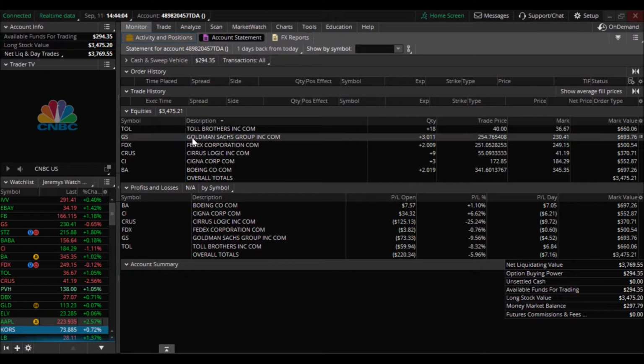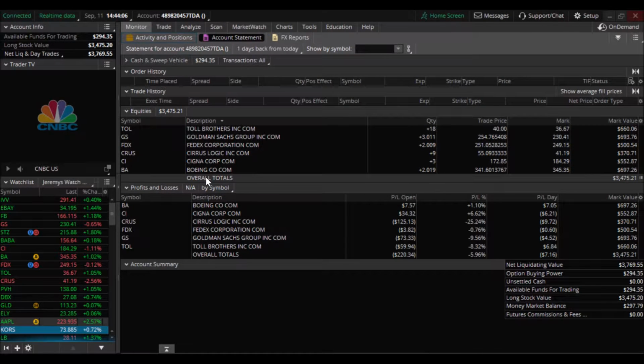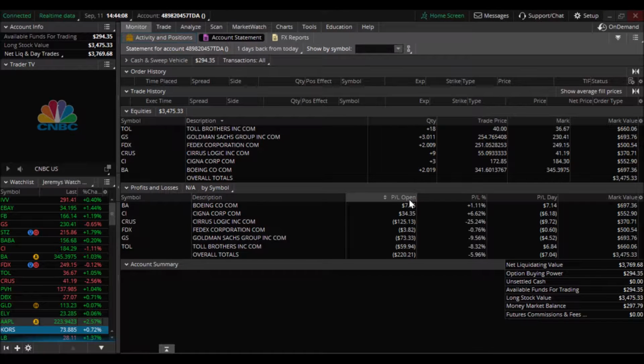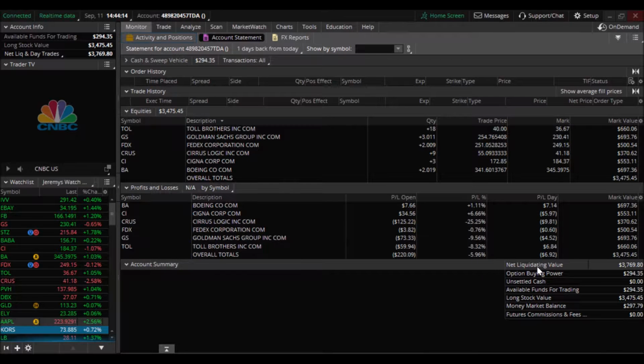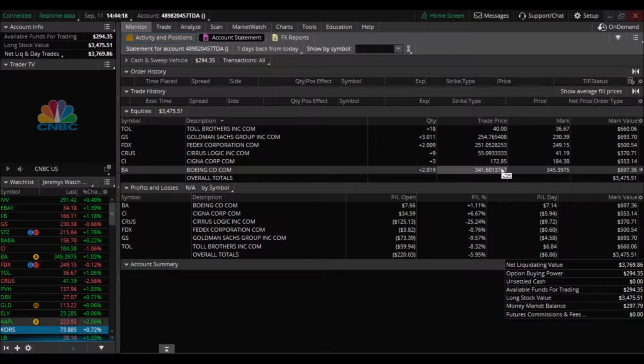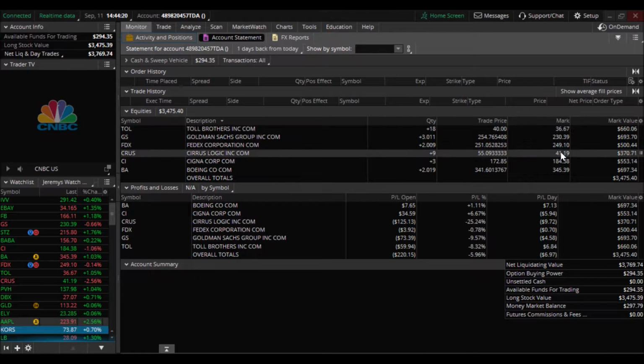The Monitor tab is where you can see all the stock positions that you have, the quantity, your profit loss when you opened them, your profit loss in terms of percentage, your profit loss for the day, the market value, what you traded for the particular stock, and what it currently is at right now.